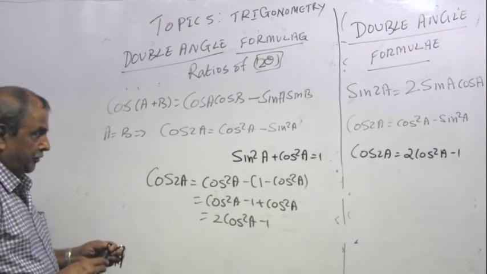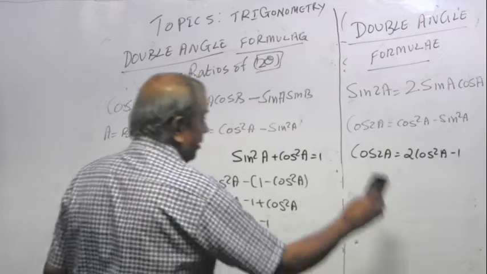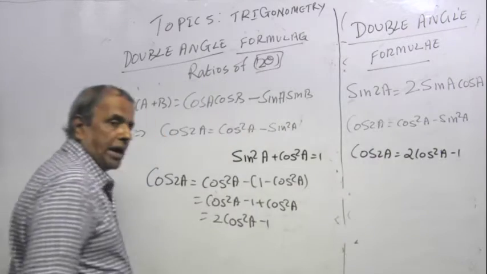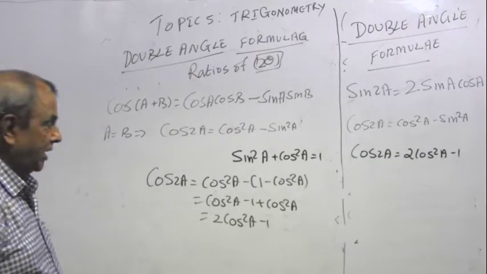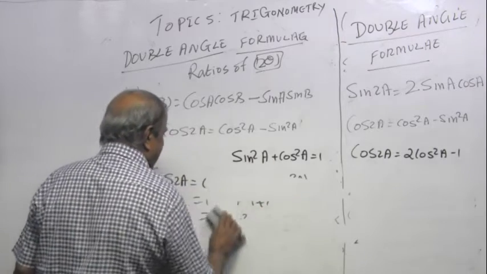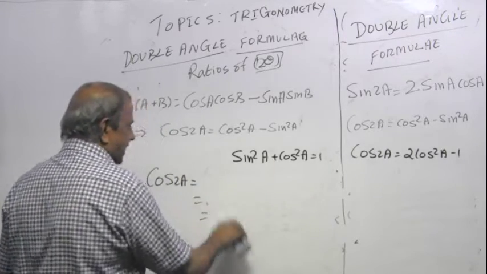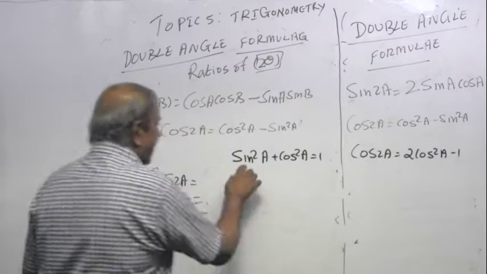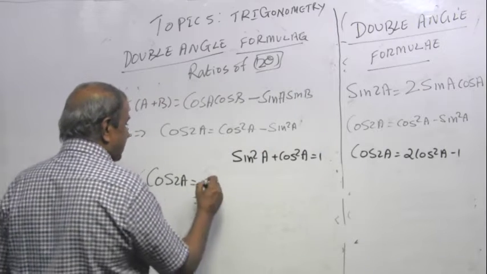I told you we are very fair people. If I have got cos 2a in terms of cos squared, why can't I get cos 2a in terms of sin squared? Fine. Let's go back here. The same formula, I can write cos squared a as 1 minus sin squared a.